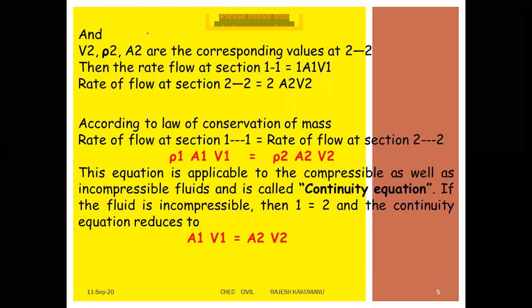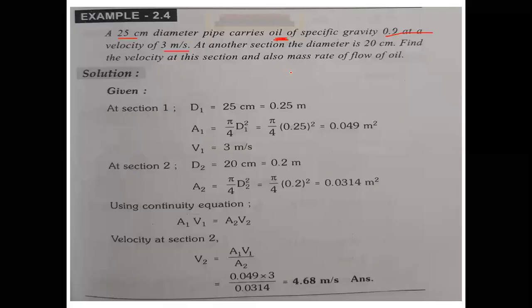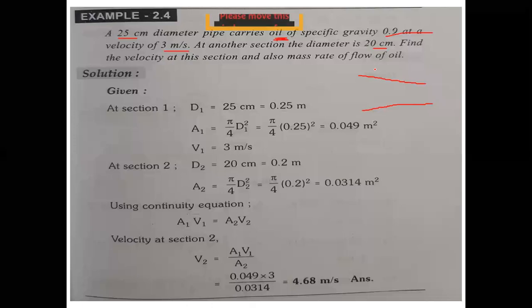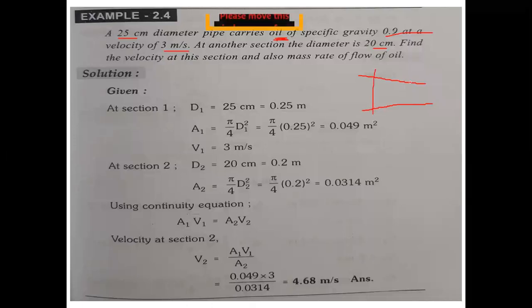So what is the given data? A 25 centimeter diameter pipe is reduced to 20 centimeter. The pipe is like this. So at this point the pipe is 25. At this point the pipe is 20. Find the velocity at this section and also mass rate of flow of the oil. Now what is the medium flowing inside this one? Inside this one, oil is flowing with a specific gravity of 0.9.